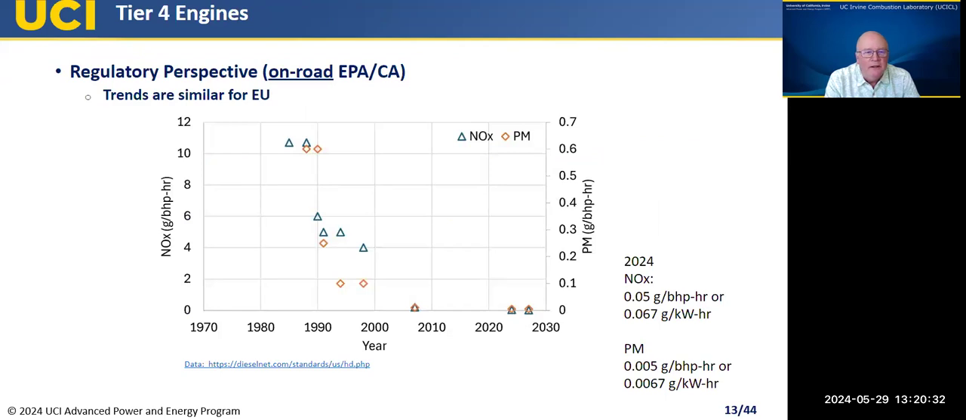So again, the regulatory perspective, this is, from my perspective, an example for on-road, and the trends are very similar for the European Union. What this is showing is the progression of the emission standards for NOx on the left and PM on the right as a function of year, right? Basically this is showing an evolution of 40 years of regulation, which results in technology innovation.